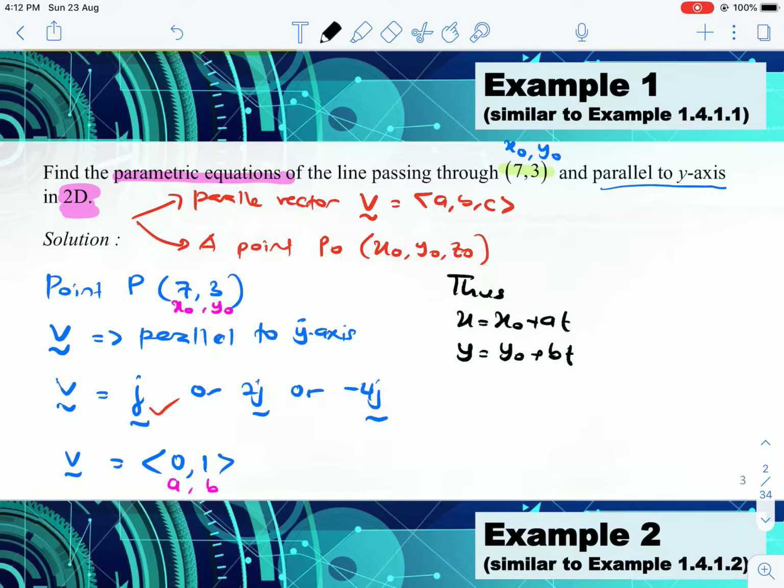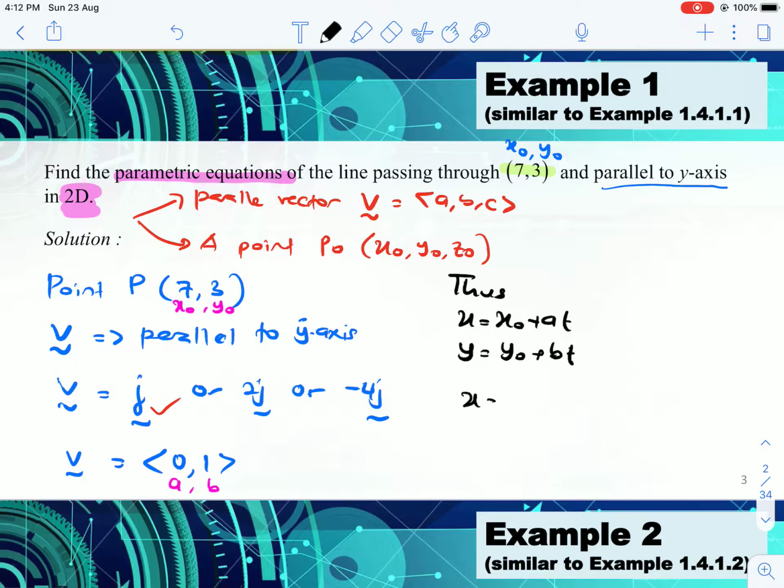Since this problem is 2D, we just have x and y direction. Therefore, the answer is x naught, which is 7, so 7 plus AT. A is 0, so we just have 7. And then y equals to y naught, which in this case is 3, plus BT. B in this case is 1, so 1 times t should be t. Alright, so that's it. That's the answer. It's very simple.